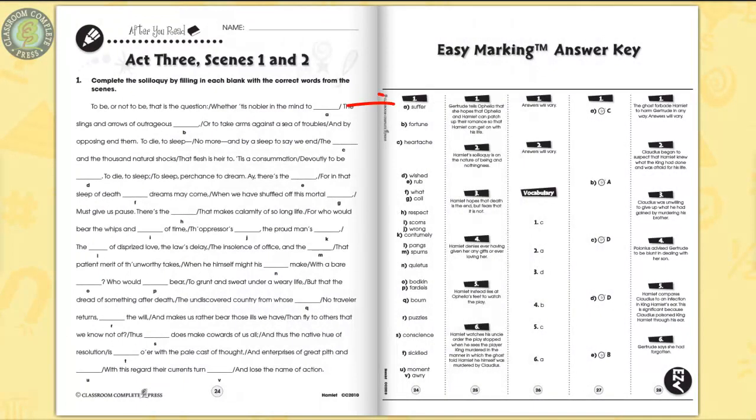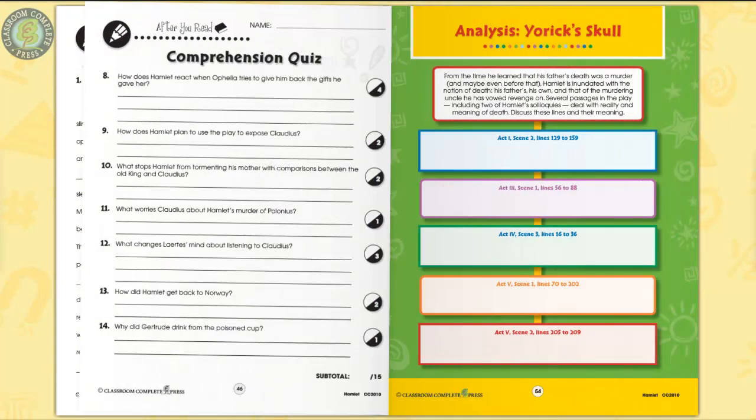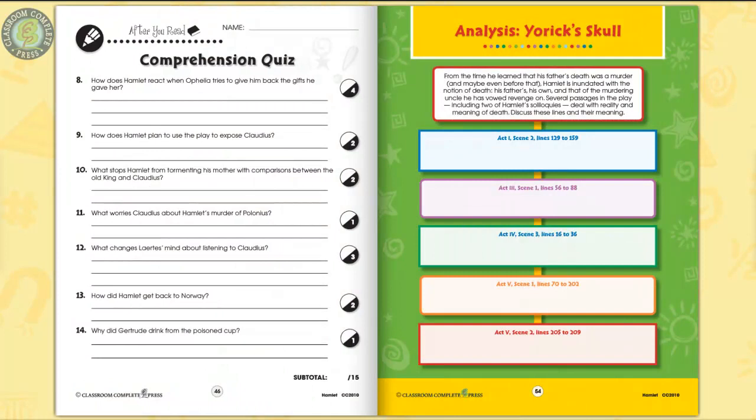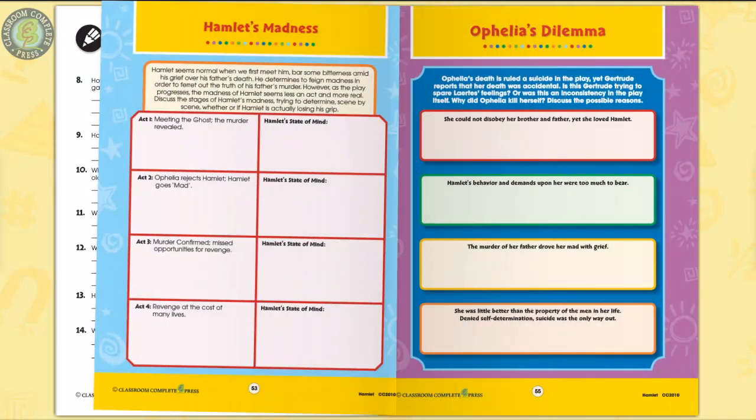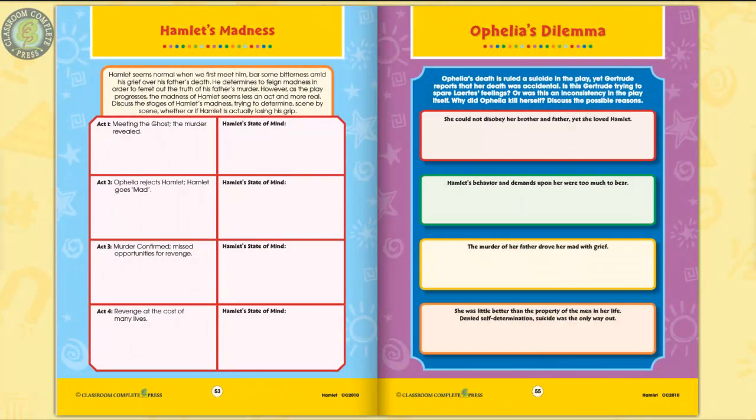The easy marking answer key works by lining up perfectly with the matching question pages. 3 color posters, which are graphic organizers, complete the resource. Track Hamlet's state of mind as he descends into madness.